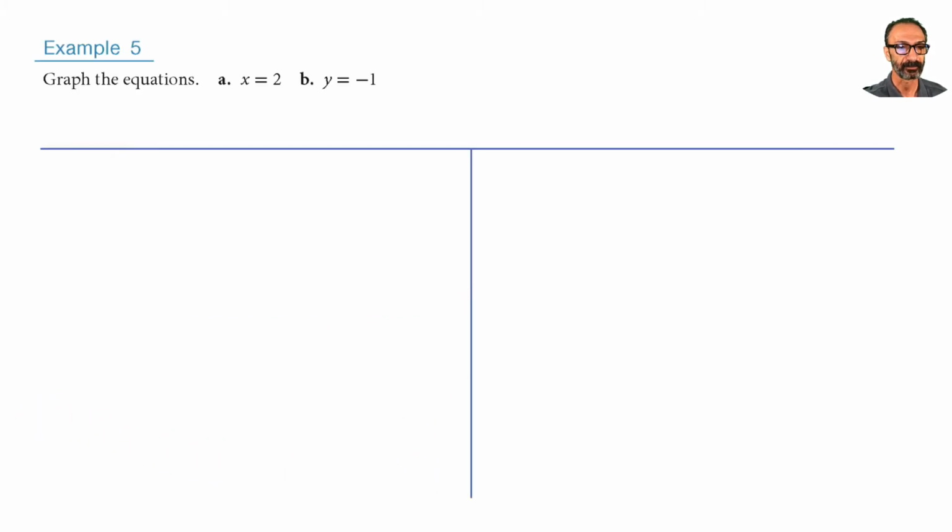Now, graphing x equals 0 and y equals -1. I'll do that quick before I show you the detail. Let's go with x equals 2.